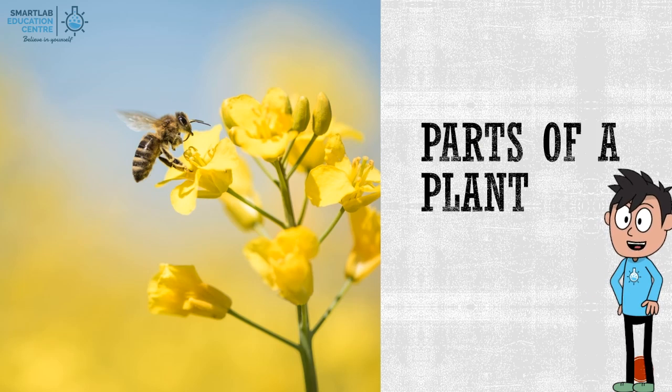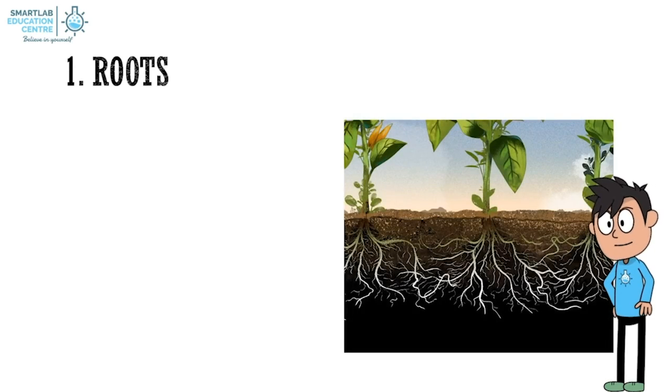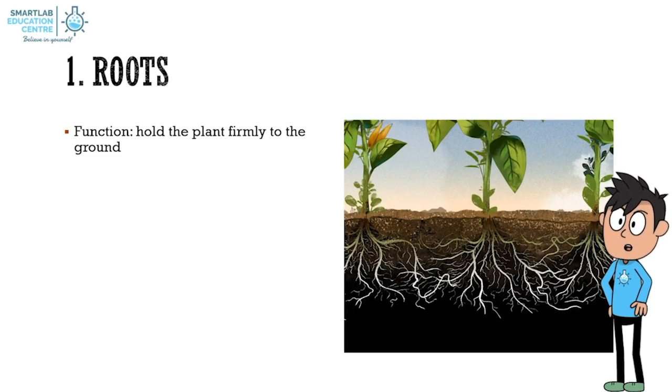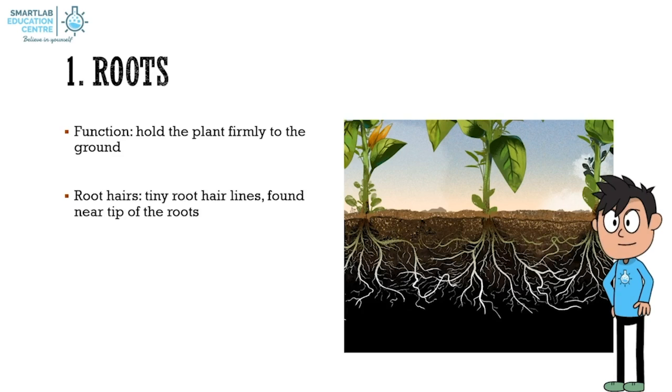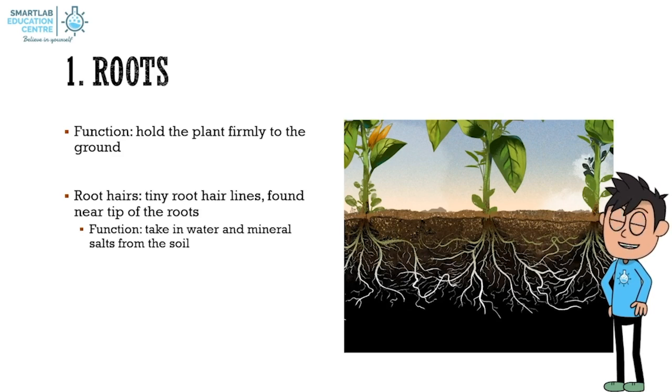Now let's take a look at the different parts of a plant. Roots. Its function is to hold the plant firmly to the ground. It has root hairs that can be found near the tip of the roots. Its function is to take in water and mineral salts from the soil.